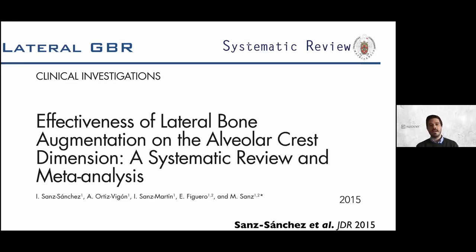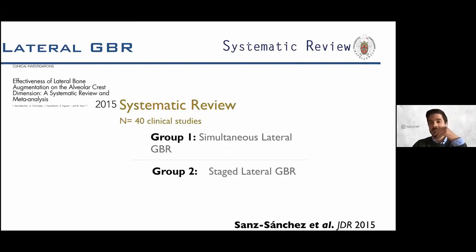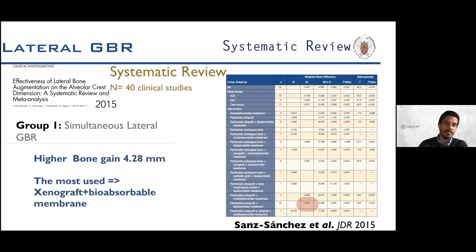What about the efficacy of lateral bone augmentation? You have to think that we have two kinds of lateral bone augmentation: simultaneous to the implant placement, and staged, where first we go for the lateral GBR, and then we go for the implant placement. In this case, regarding group one, the most used technique in this systematic review was the xenograft in combination with the resorbable membrane, with a bone gain as a mean of 4.28 millimeters.